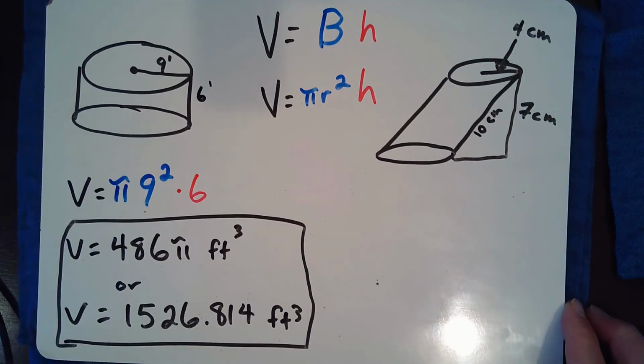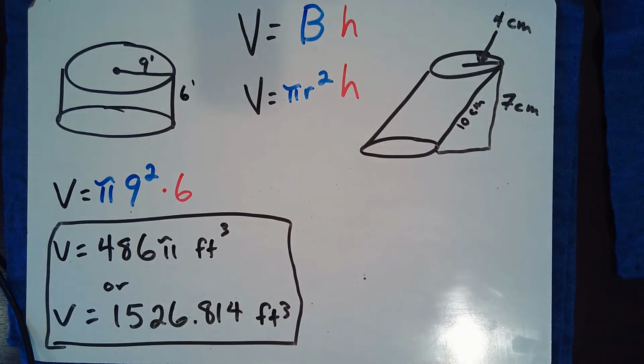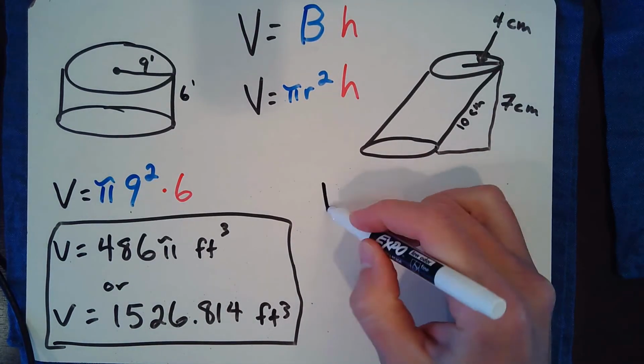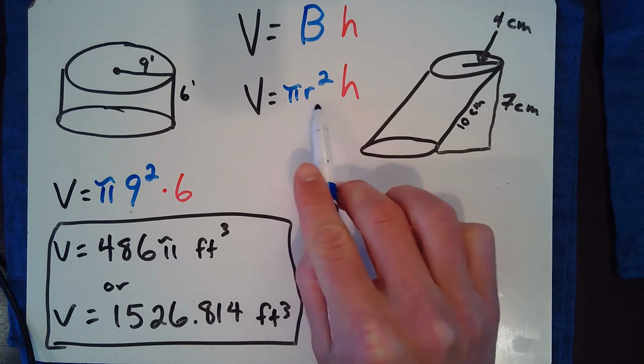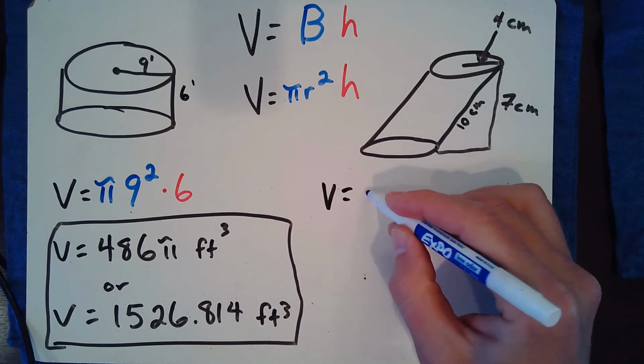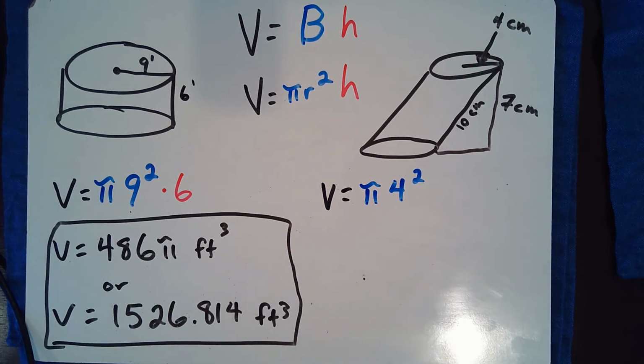Number 2 is a very similar problem with one big difference, obviously. It is oblique, meaning it's not standing straight up and down. So the thing we want to focus on here is, well, the base area is still going to be the same. We're looking at pi r squared, and the radius is 4. So pi 4 squared times then the height.